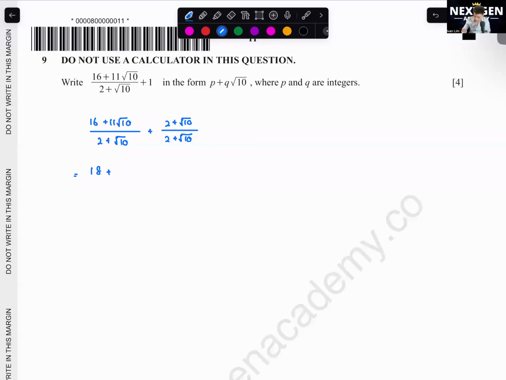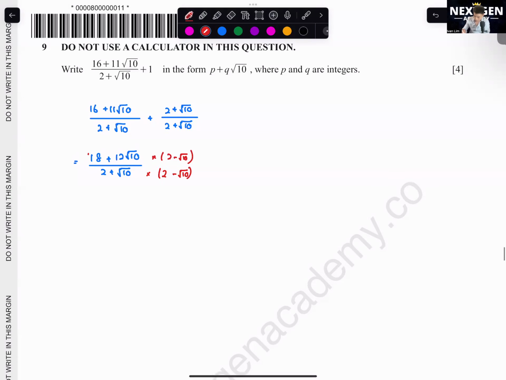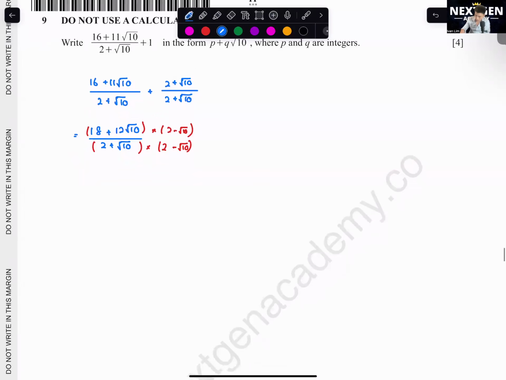So 18 plus 12 surd 10 over 2 plus surd 10. Then we rationalize the denominator. We're going to multiply this by 2 minus surd 10. On top also 2 minus surd 10. Like this. For the numerator, we can multiply this.